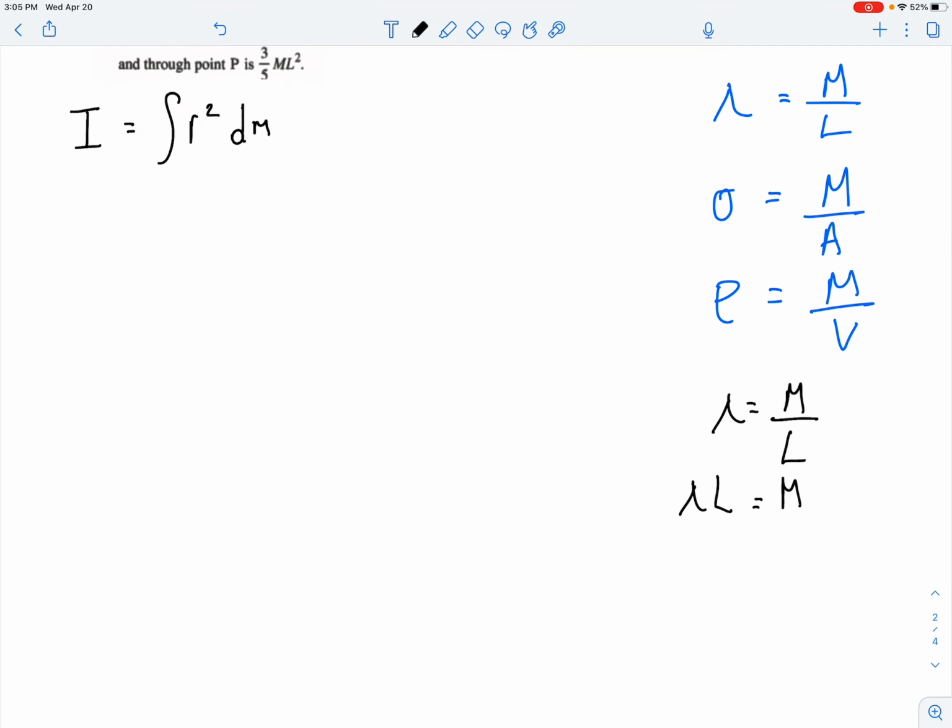Now, lambda is a constant because that's the density. The density doesn't change. So what I should have done, forgive me, since the density doesn't change, I could say a small m and a small l, that ratio is still lambda. You see what I'm saying?